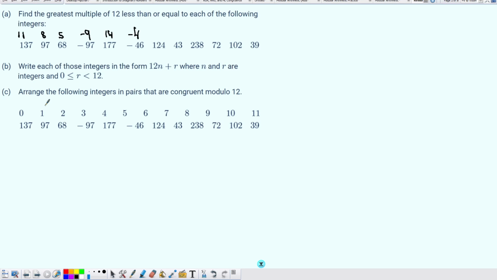124. Well, I know 10 times 12 is 120. So that's probably the closest. 43. 3 times 12 is 36. 4 times 12 is 48. And 48 is too big, so I'm going to have to go with the 3.